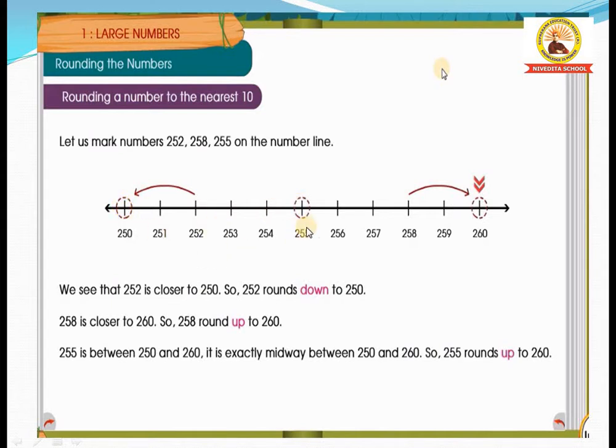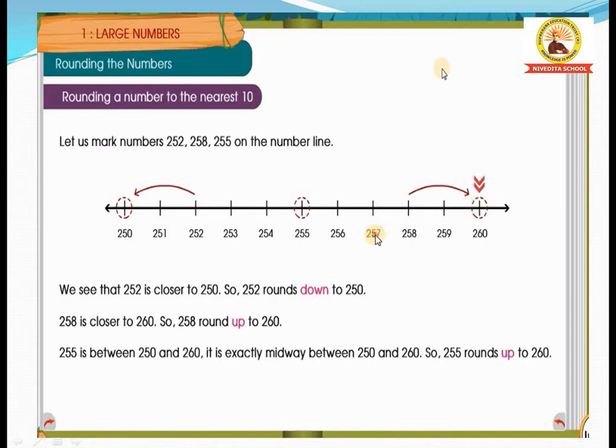Okay, now see here, the next number is 255. So 255 is exactly the midpoint of 250 and 260. It is midway between 250 and 260. So we will write it is closer to 260. When it is 254, we will write it is closest to 250, whereas 255 is closest to 260. So we will write it as 255 rounds up to 260.